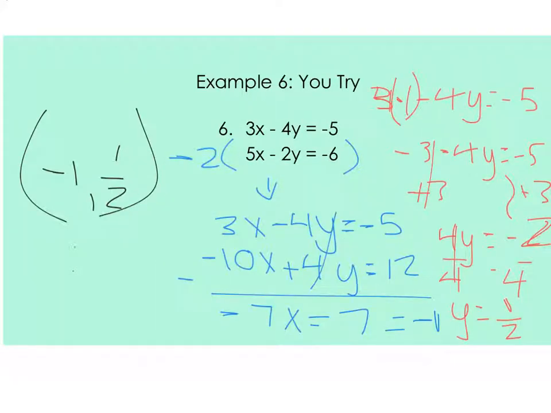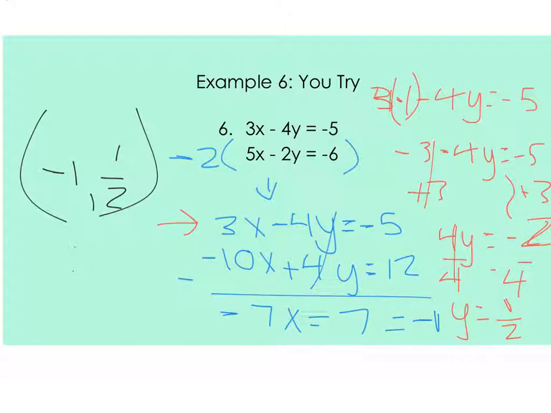For example number 6, we are going to do together. As you see here, we have a negative 4y and a negative 2y. To try to eliminate this variable, you're going to multiply the bottom equation by negative 2. You now move down the top equation to right here, and then you get, for the bottom equation, negative 10x plus 4y equals 12. Now that this is solved, you're going to get negative 7x equals 7. And then you get x equals negative 1.